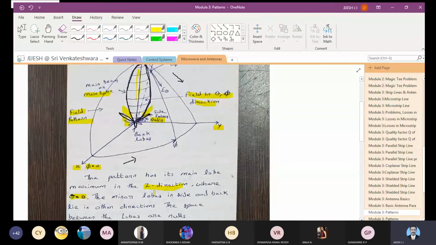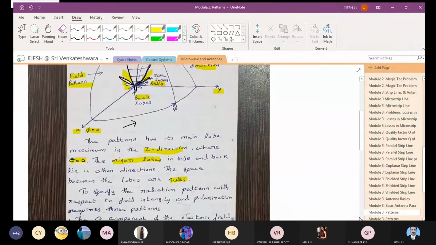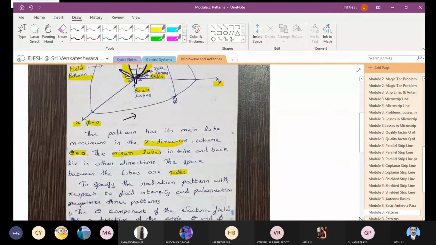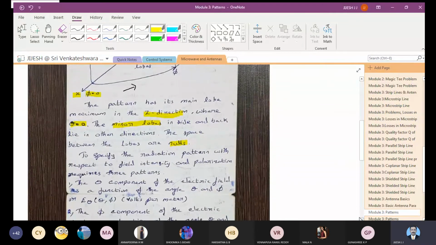I have already told you the minor lobes. I have told you the minor lobes inside and back lie in other directions. So you can see that small lobes which is there, that is called as minor lobes, or you can call it as side lobes, and the last back one is called as the back lobe, which is exactly opposite to that. The space between the lobes is called as nulls. So this also we have discussed. So all of you have completed the figure now. We will just look into these things.